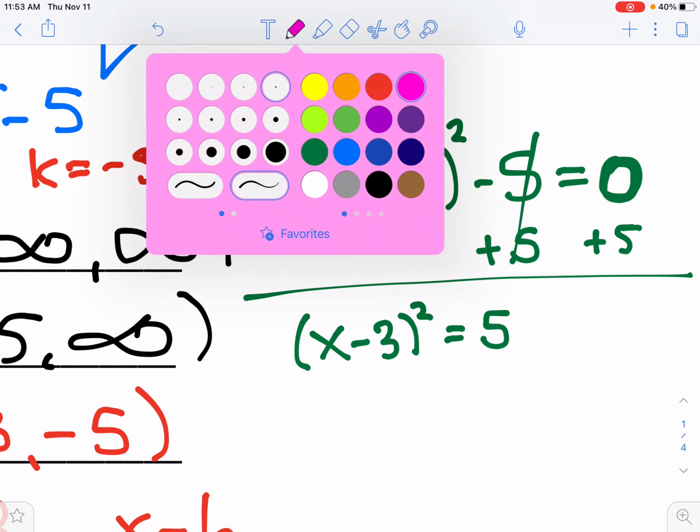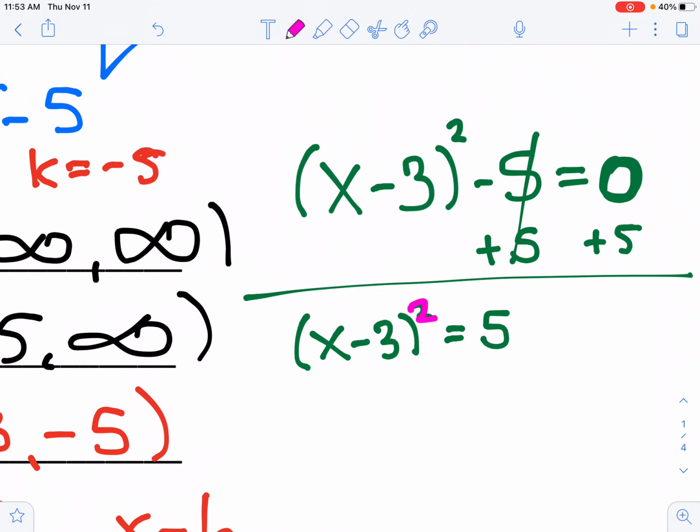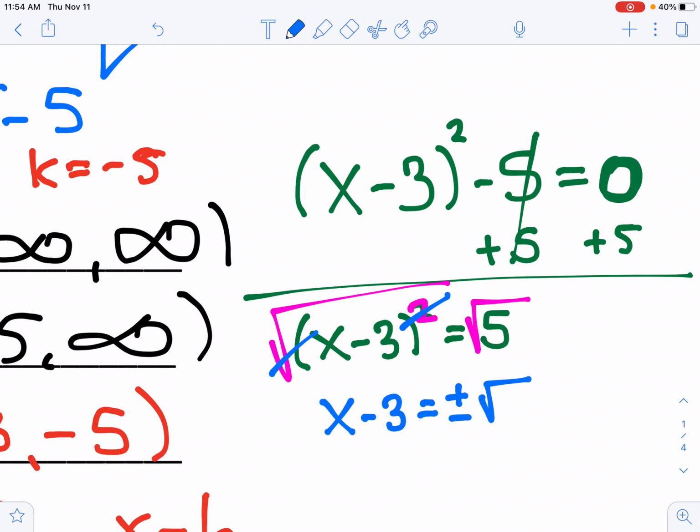The next step is to get rid of this squared. And remember, the inverse, or the opposite of a square, is a square root. So you square root both sides. The square and the square root cancel out. So you'll get x minus 3 equals plus or minus the square root of 5. And you may be asking yourself, where does this plus or minus come in?